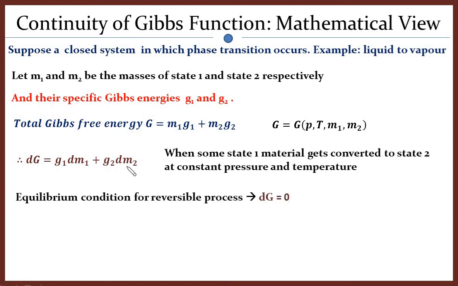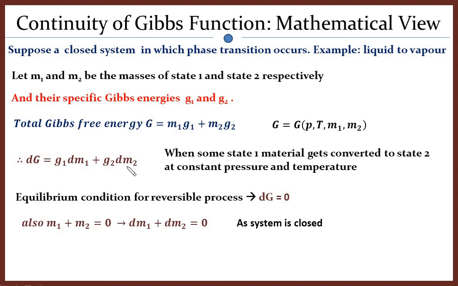Now, for a reversible process, the equilibrium condition is dz equals 0. This we know from our lecture on the Gibbs function, which says that at equilibrium we will have dz equals 0. Now see another condition.